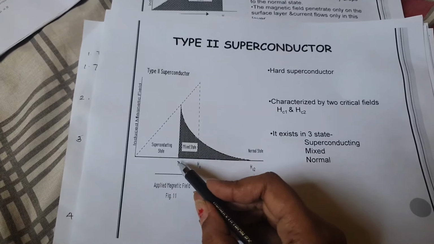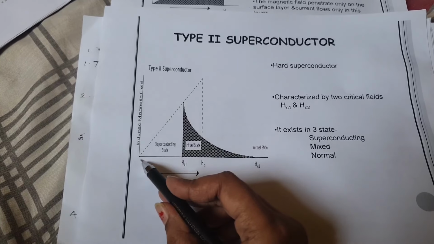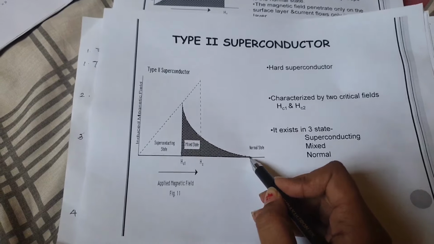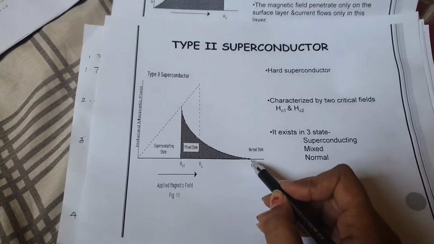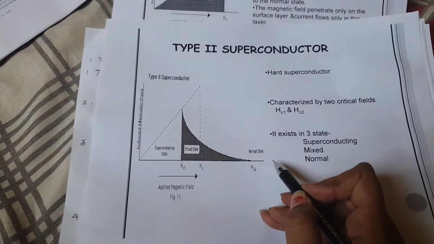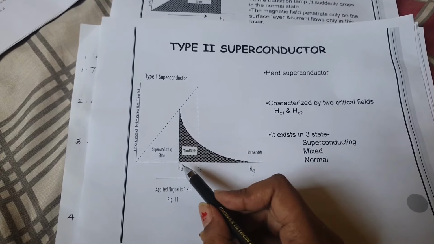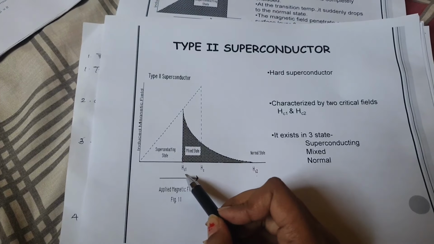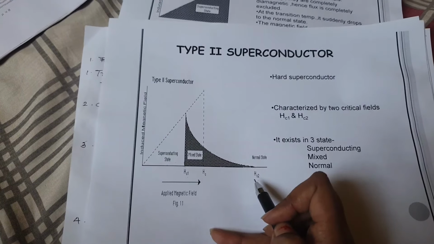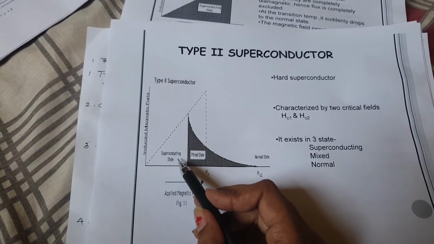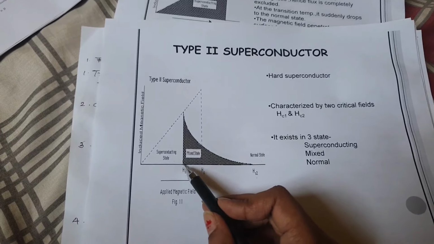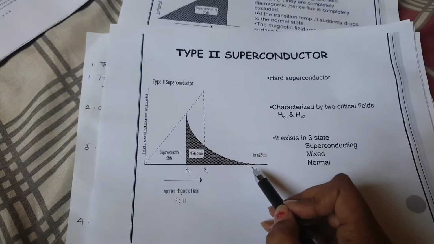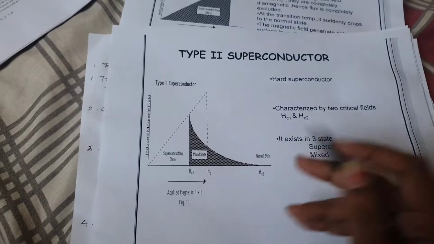Below Hc1 it is superconducting state, Hc1 to Hc2 it is in the mixed state, and above Hc2 it is in the normal state. Again I'll tell you, it has three states: superconducting state, mixed state, and normal state. It has two critical fields, Hc1 and Hc2. Below Hc1 it is in the superconducting state, between Hc1 and Hc2 it is in the mixed state, and above Hc2 it is in the normal state.